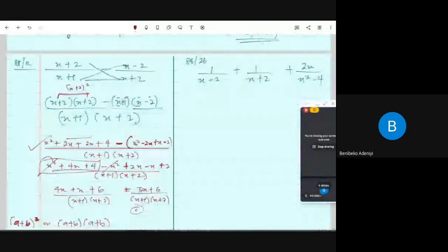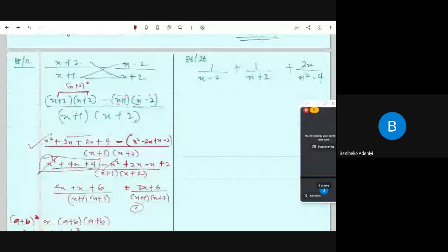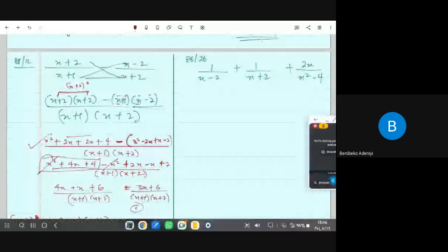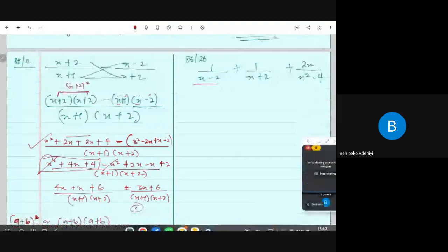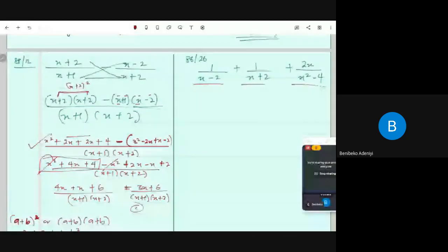So I kept one question here for us. Here now, I have x minus 2, x plus 2, minus. Right? The identity. Now, we quickly tell you guys here the second identity.